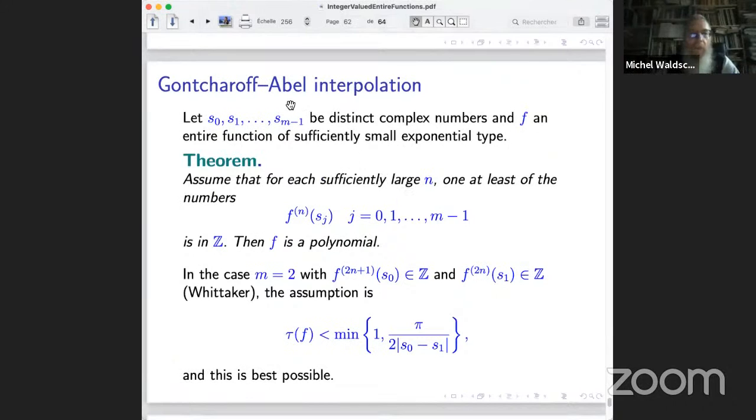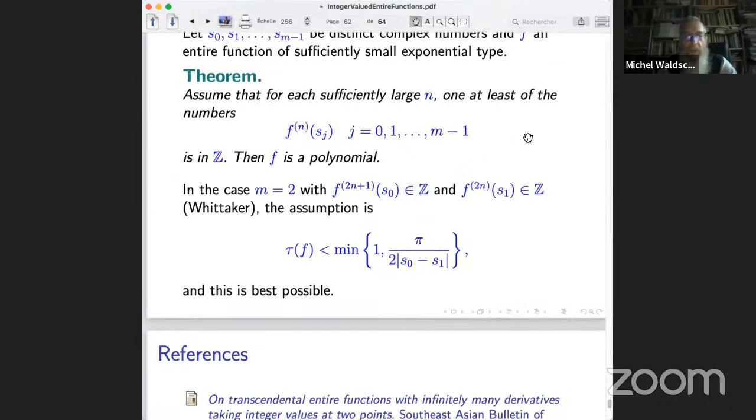So for the Goncharov-Abel interpolation, the result is the following. We assume that for each sufficiently large n, at least one of the numbers fn of Sj is in Z. This corresponds to the points which I had, one for each derivative. Then f is a polynomial. And it is an open problem to know what is the best exponential type which can be reached with that.